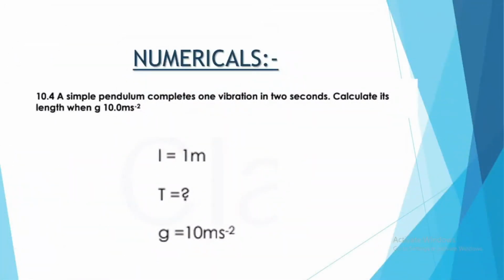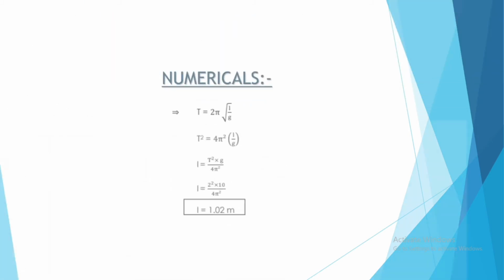Moving on to the next numerical, which is 10.4. A simple pendulum completes one vibration in 2 seconds. Calculate its length when G is equal to 10 meter per second square. T is 2 seconds, L is unknown and G is 10. So we'll use the same formula.